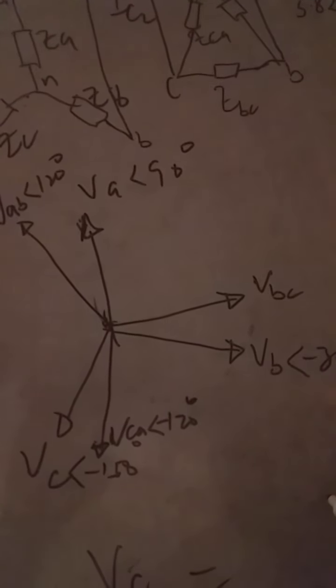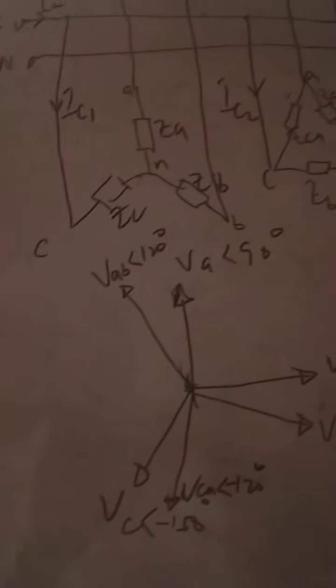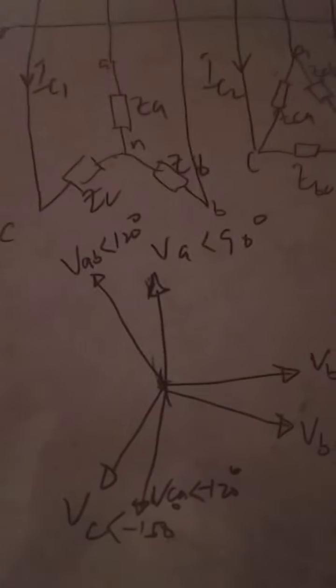So what is our voltage VC? Our VC from the phasor diagram is at angle minus 150 degrees. And what is the magnitude? The voltage given to us is 220 volts. They gave us VB, which is the phase voltage.